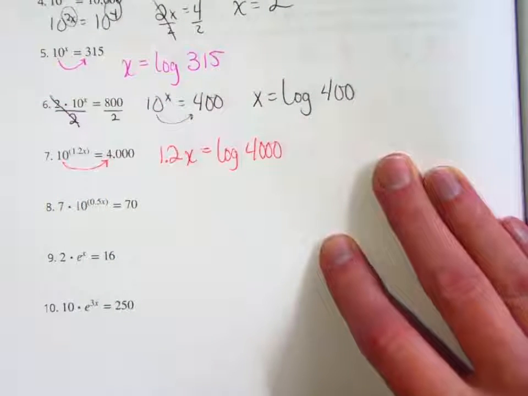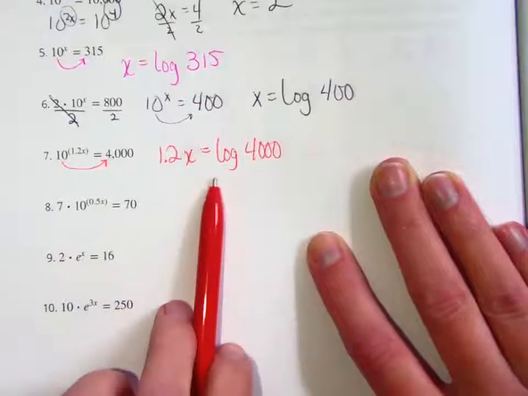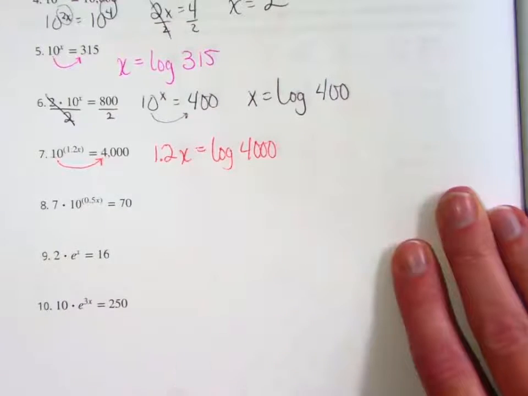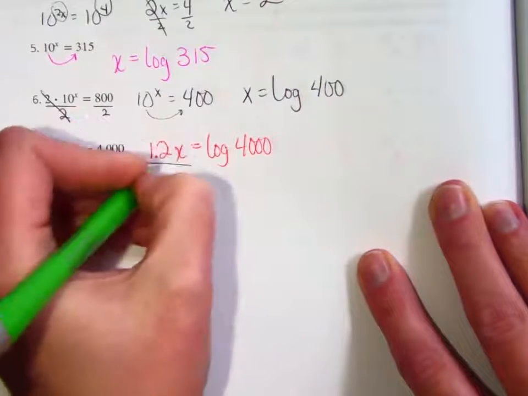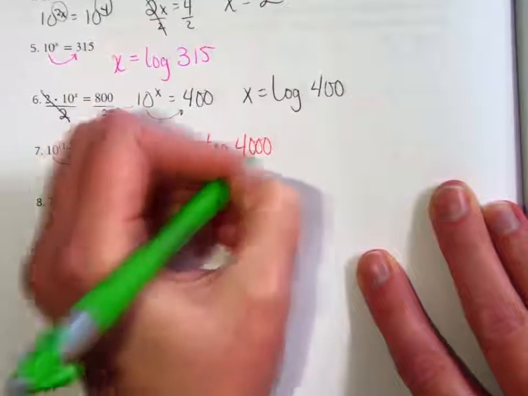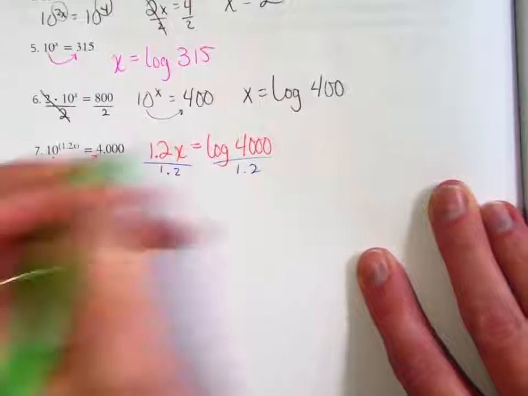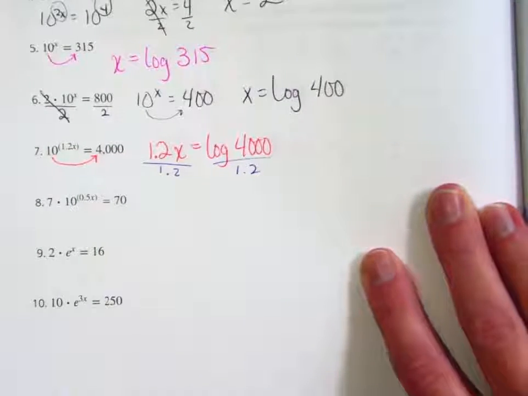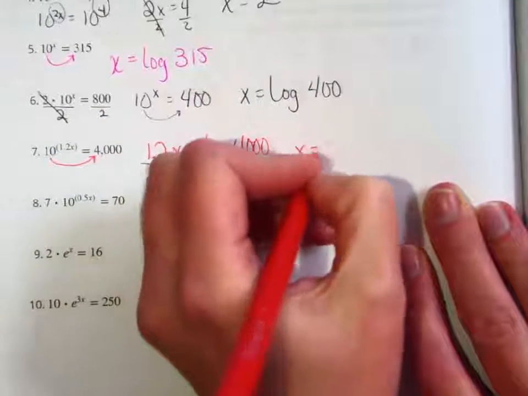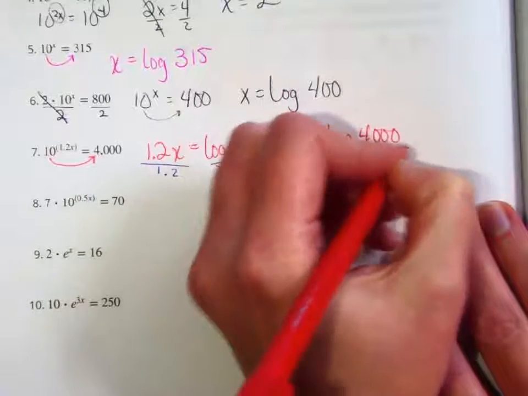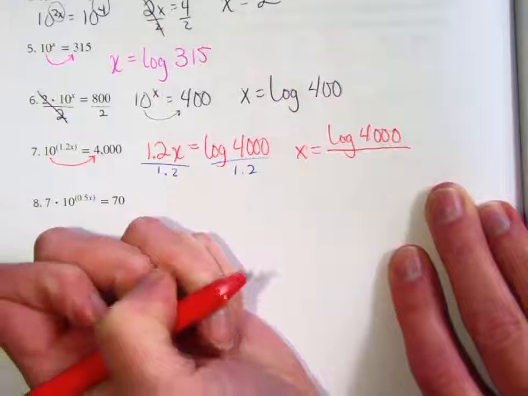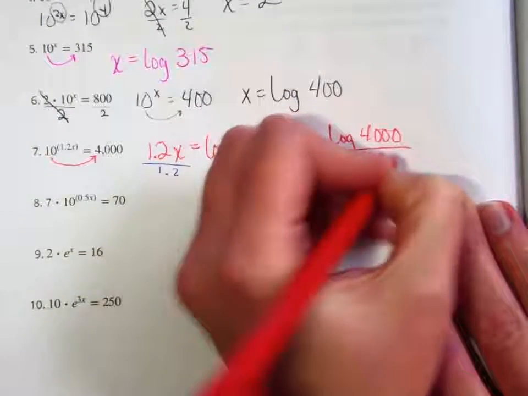Now the log of 4,000 is not an exact value that I can calculate. I would get some kind of a decimal going on there. So if I need to keep this in exact, there's only one more step I can take, and that is to get the x by itself by dividing both sides by 1.2. So that's going to be our final answer here. X equals log 4,000 divided by 1.2.